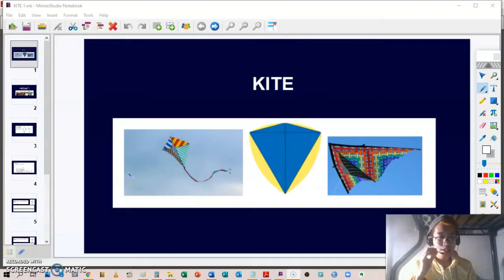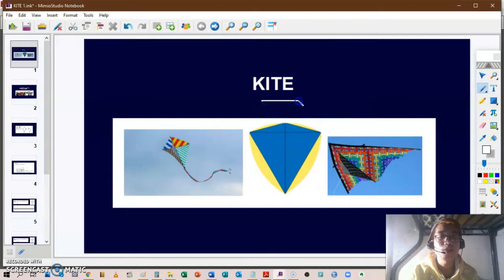Okay, so for our last lesson for the second quarter, we have here kites. Good day, grade 8 Makati Science High School students. This is our last lesson. So we have here kites.